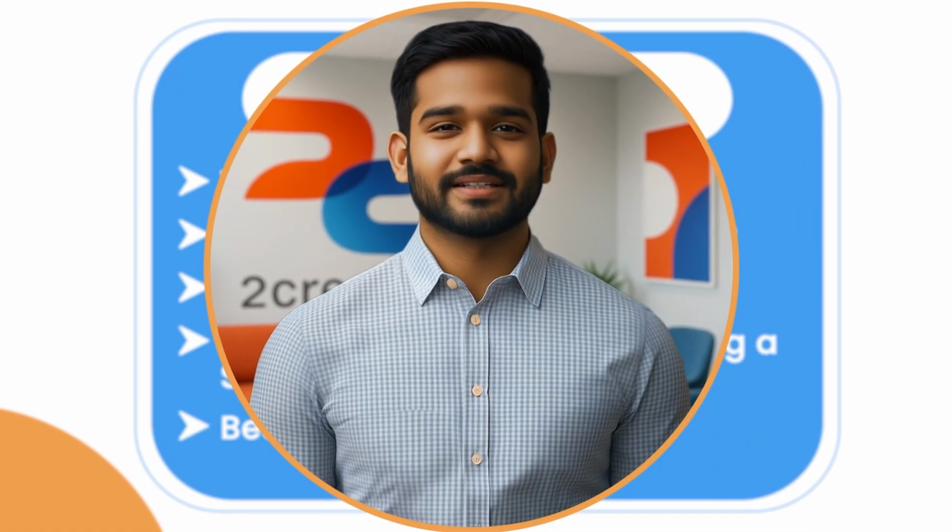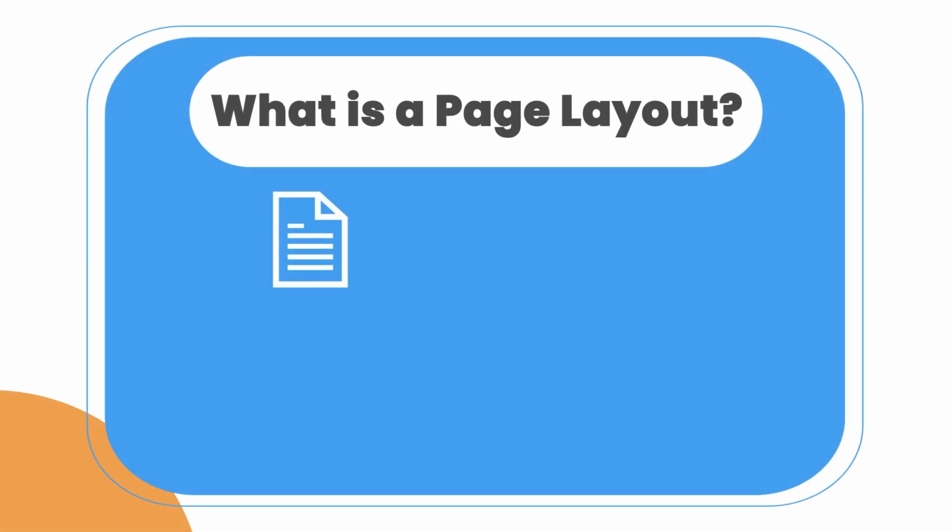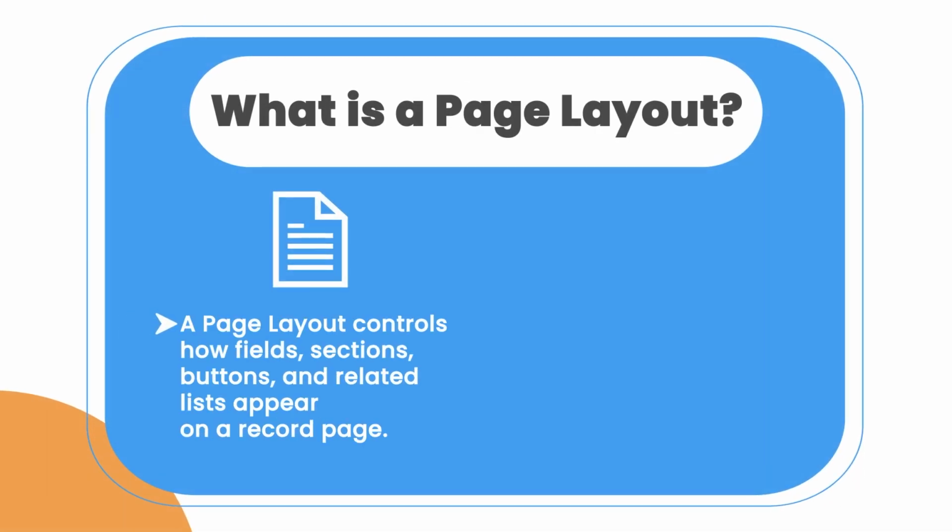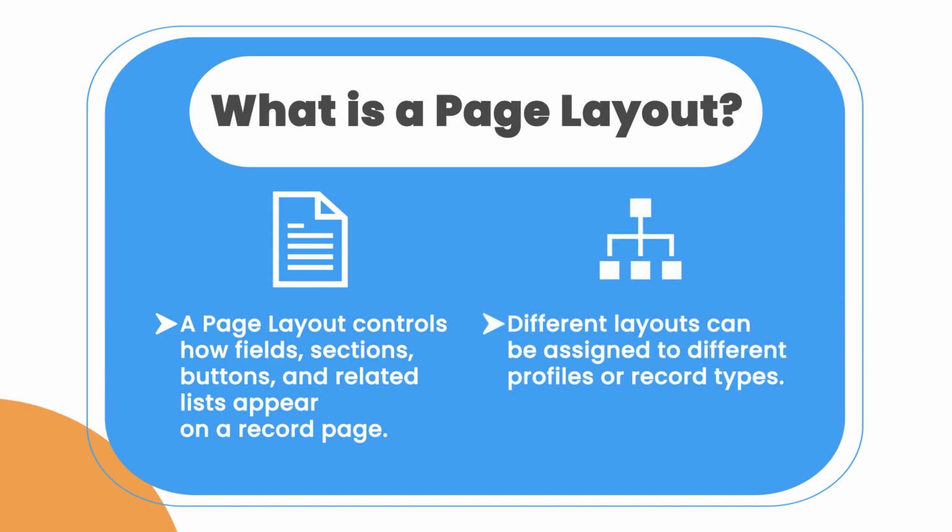Alright, let's start by understanding what exactly a page layout is. A page layout in Salesforce controls how fields, sections, buttons, and related lists appear when viewing or editing a record. It determines what users can see and do on a record page. You can assign different layouts to different profiles or record types to customize the experience based on user roles.